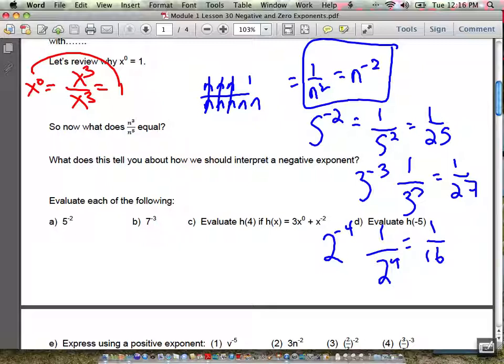So every time I see a negative exponent, do I get a negative in the answer? No. What I get is a fraction, a smaller number. That's what the negative exponent does. All right, we'll talk a little more about those tomorrow and clean this up.